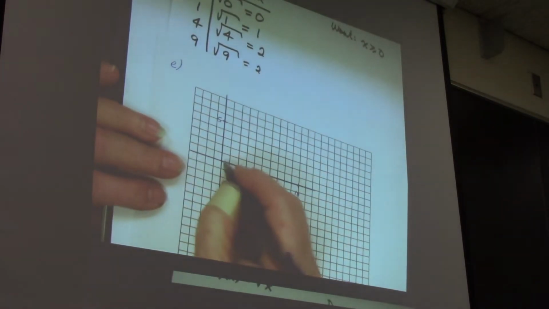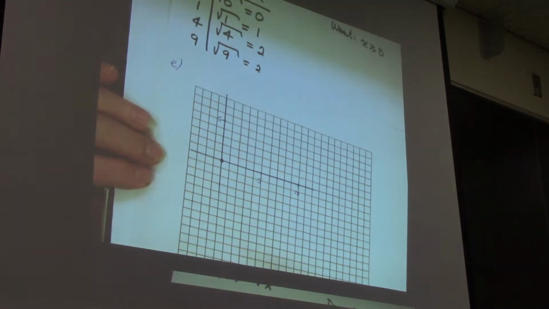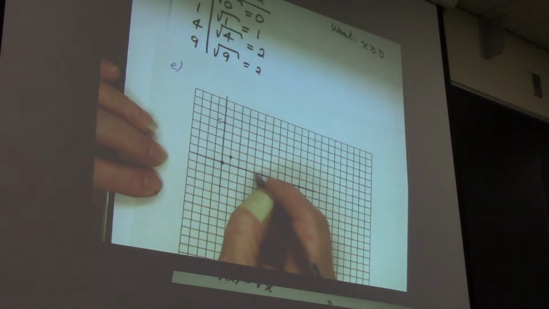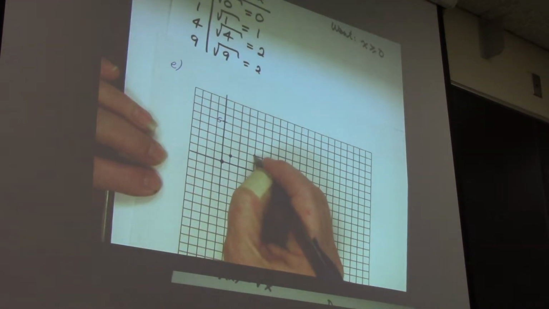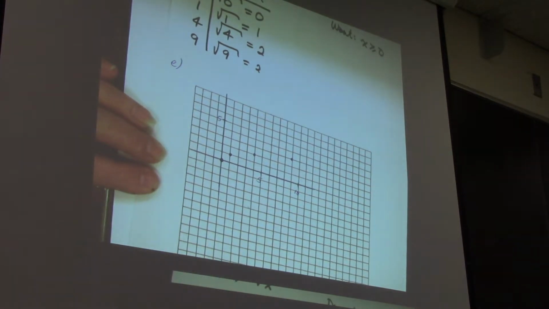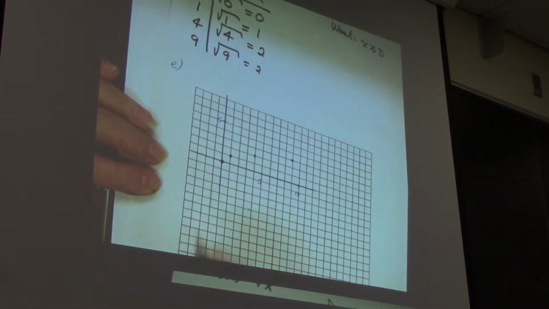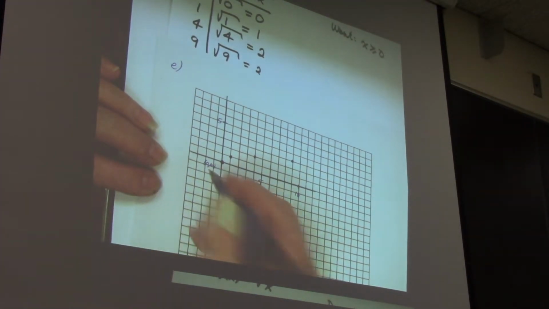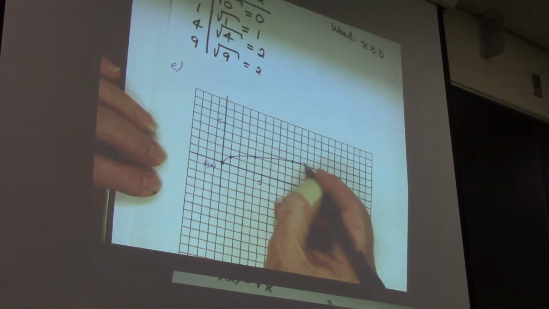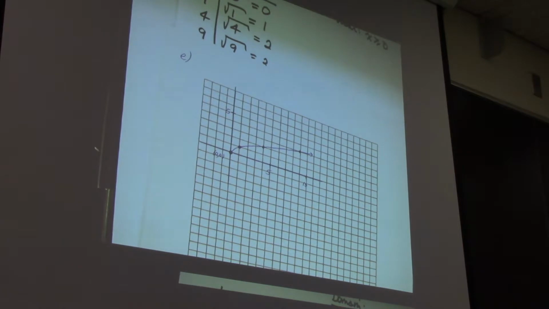Okay, so I've got 0, 0. I have 1, 1. I have 4, 2. I have 9, 3. I'd like you to memorize those points. Now, what is the shape of my graph?